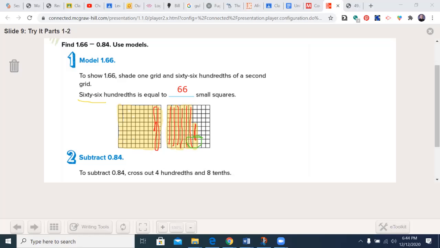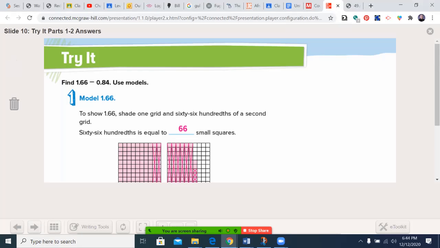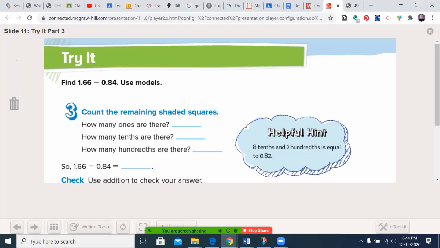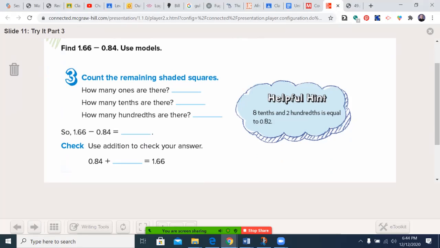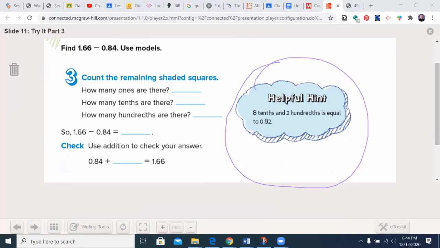If you need more time to finish coloring this in and removing, feel free to pause your video. Otherwise, we're going to move forward. We'll clear those drawings. You'll see the textbook version. They did it similarly, except they started down here and I started up there. Distinction without a difference. Oh, I see a helpful hint. If that sounds exciting, I should always look at the helpful hint. 8 tenths and 2 hundredths is equal to 82 hundredths, or 0.82. Good to know.